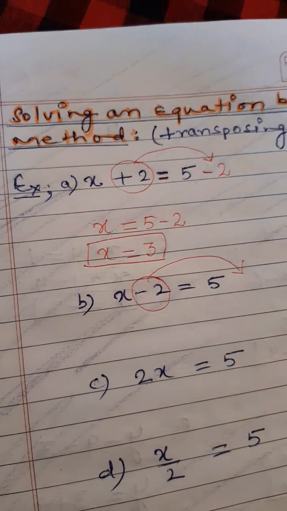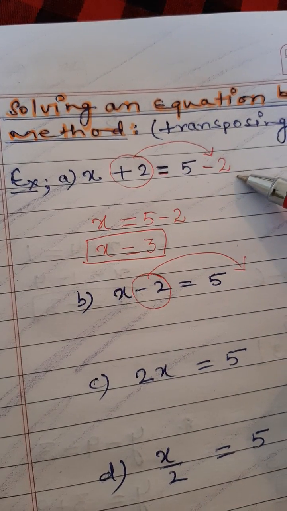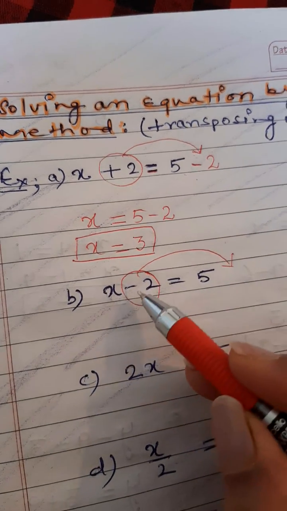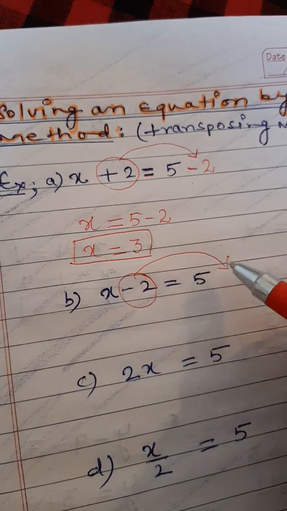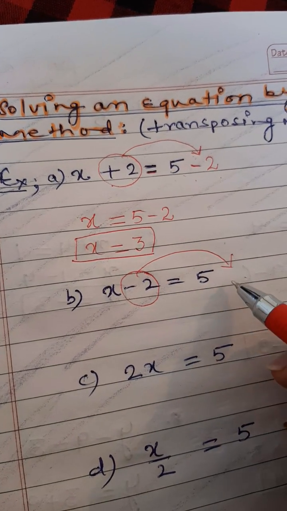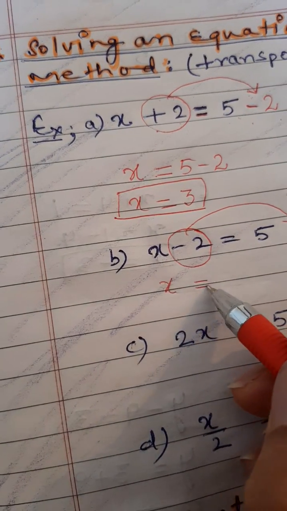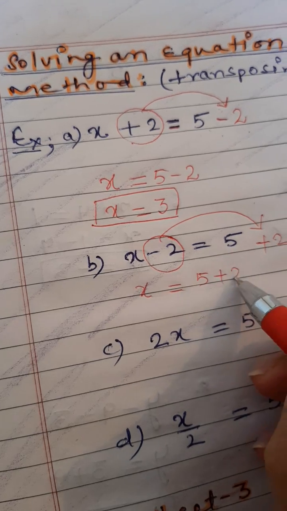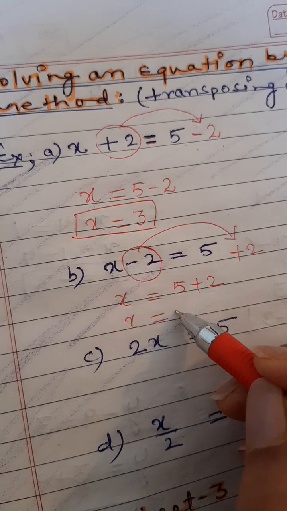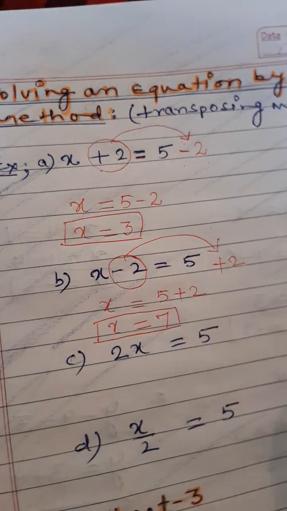Okay, we have to only keep x things to the left hand side, rest all we are going to transpose to the right hand side. Okay, so now when we will transpose this, their sign will change, the plus will become minus, the minus will become plus, so here it will become plus 2. So your second step would be x is equals to 5 plus 2, right? Now solve it. X is equals to 5 plus 2 is 7. So x is equals to 7 is the answer here, right students?